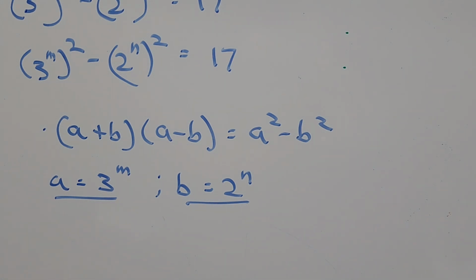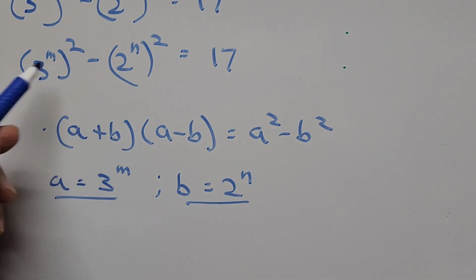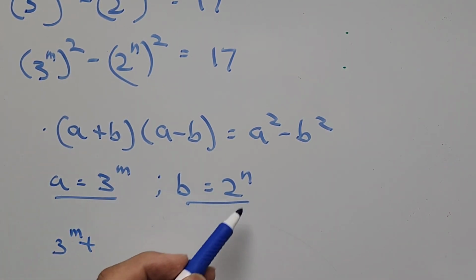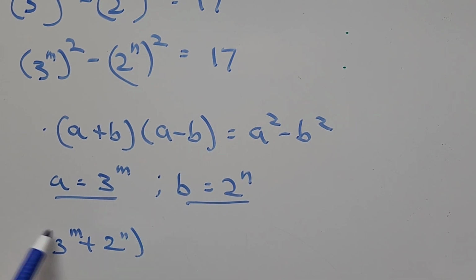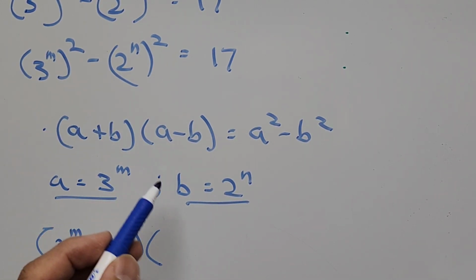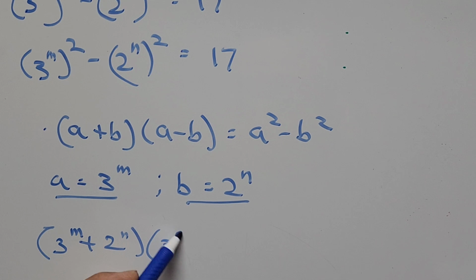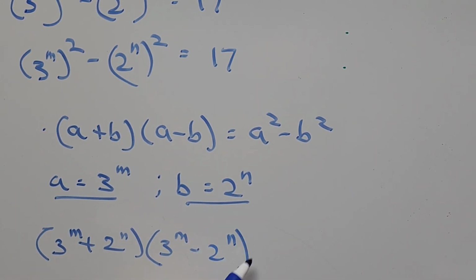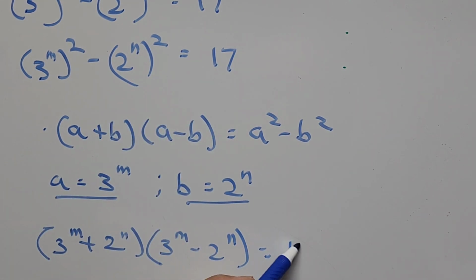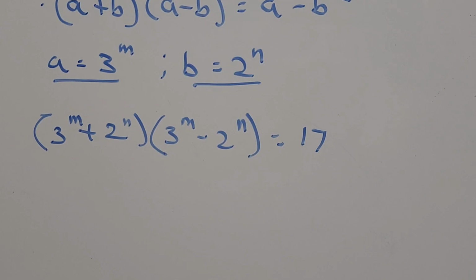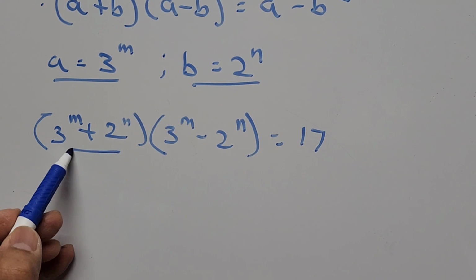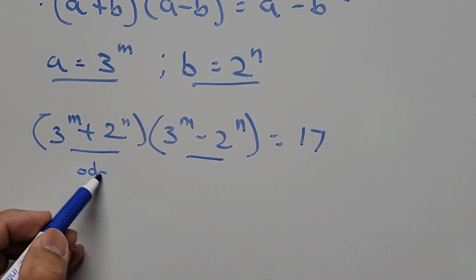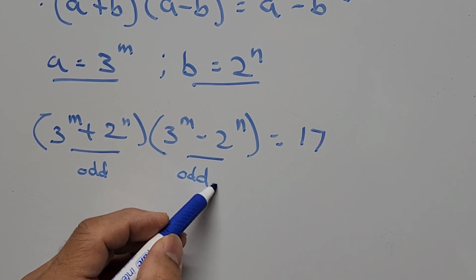So the equation now becomes a plus b, that is 3 to the power of m plus 2 to the power of n, times a minus b, that is 3 to the power of m minus 2 to the power of n, is equal to 17. And if you notice, these two factors right here are both odd.